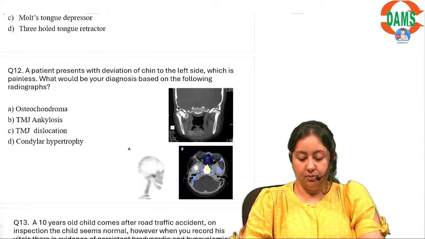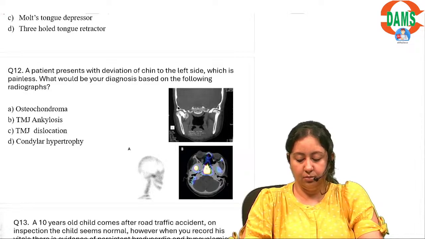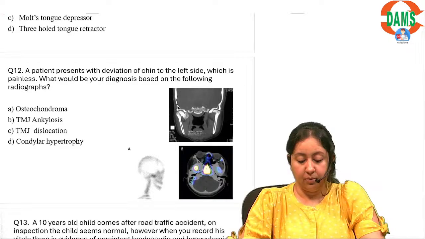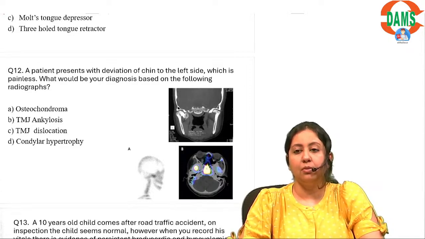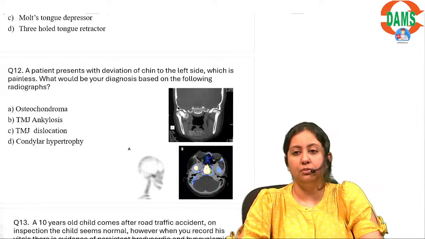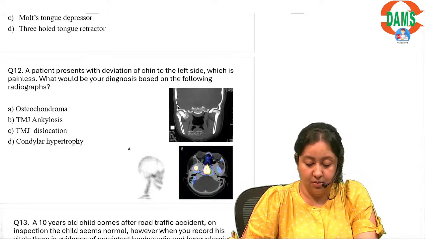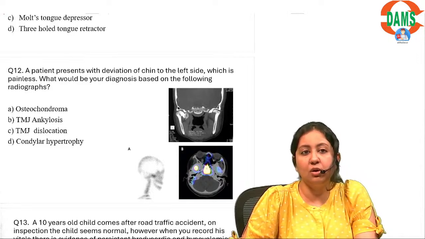Please answer. This is a recently asked question in INI. More answers, please. I had taken this up in my recall session as well.